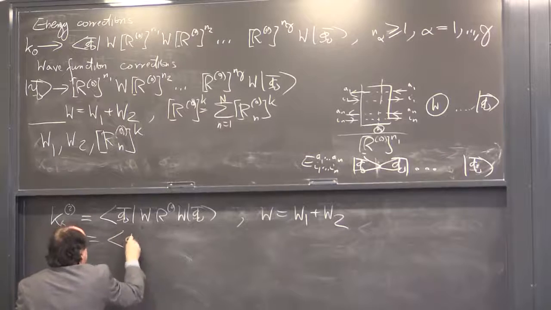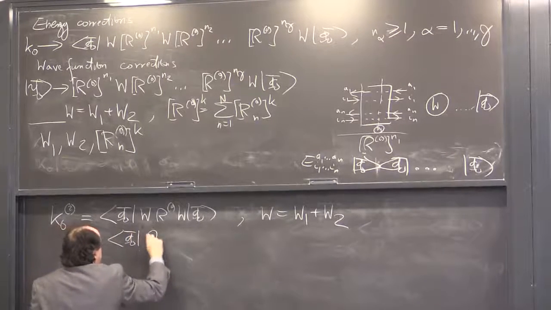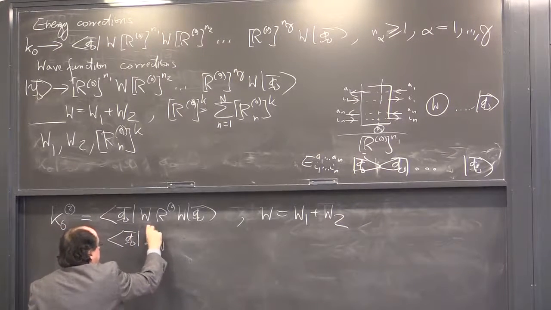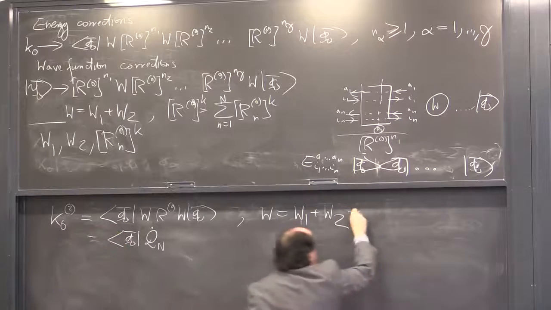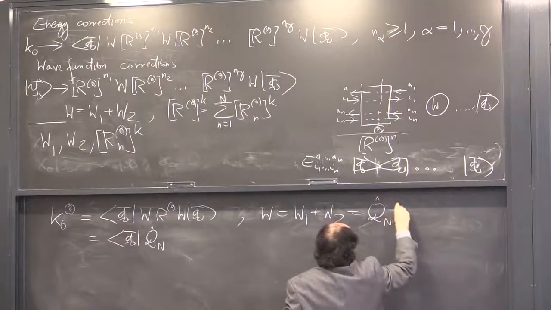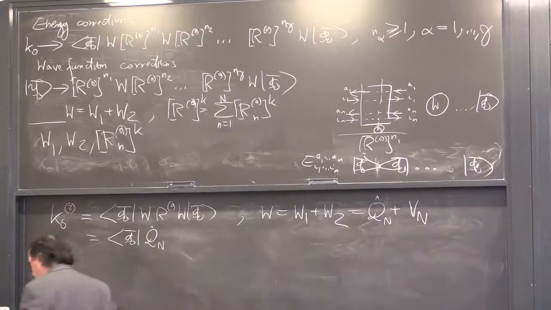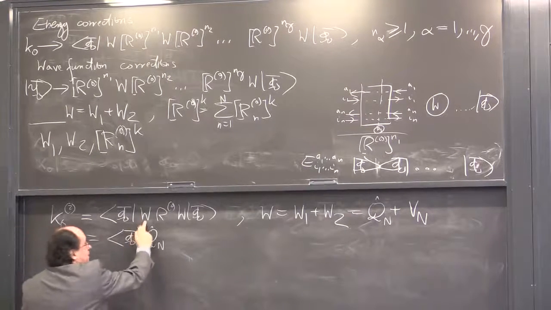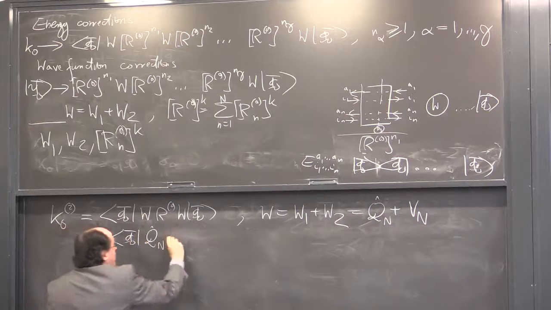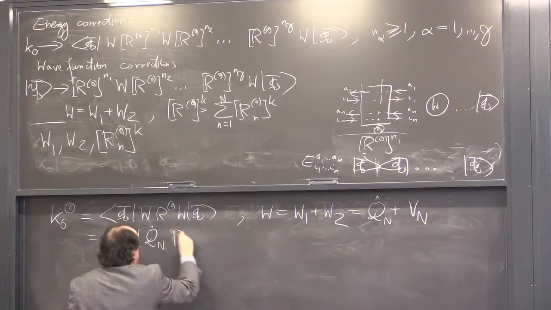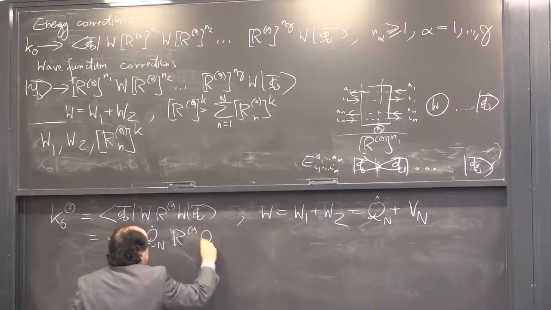Those 4 will be phi0, Qn, so I'm going to start writing explicitly. Remember that W1 is Q, and W2 is V, both in the normal product form. So if you pick up Q from here and Q from here, you end up with this expression: phi0, Qn, resolvent, Qn, phi0.